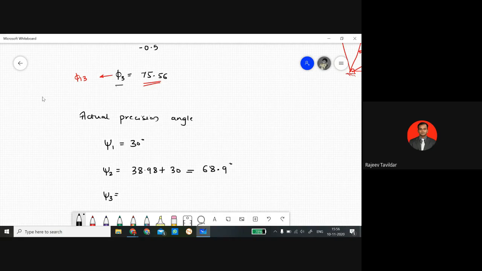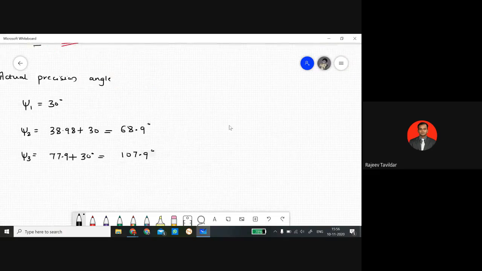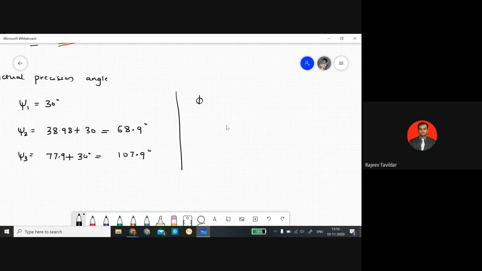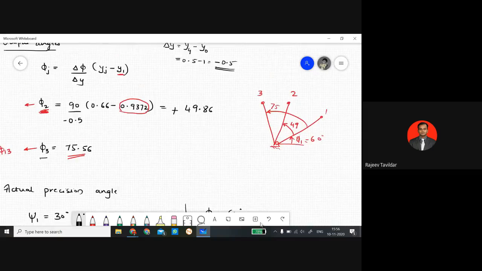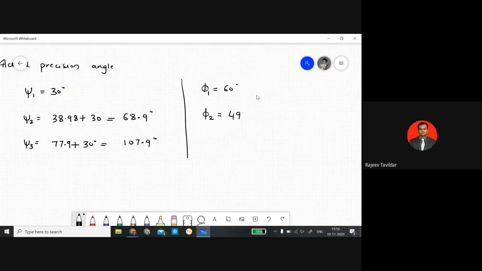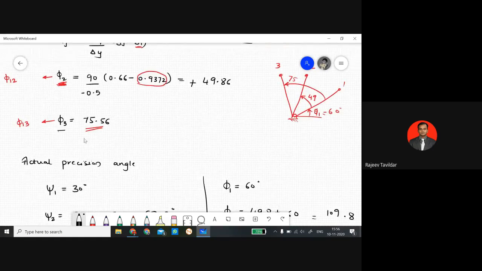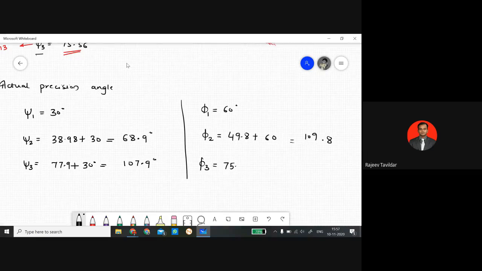Similarly, psi 3. How much have you got? 77.9 plus 30 degrees again, so it will be 107.9 degrees. This is for input. Similarly for output, phi 1 we have as 60 degrees. So what is phi 2? 49.8 plus 60, so it is 109.8, right? Similarly, phi 3, I've got it as 75.5. So this is 75.5 plus 60, which is 135.5. Correct?